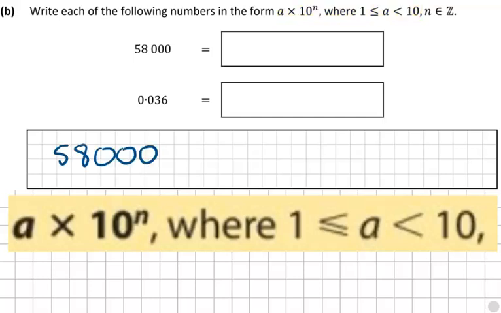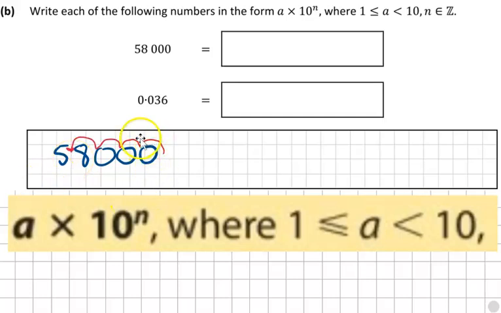So 58,000. We know that every whole number has a decimal at the end. If you imagine there's an invisible decimal point after the last zero, we're going to move that decimal point to the left until it goes after the 5. Remember that the a, the number in front of the multiplication symbol in our answer, has to be greater than or equal to 1 but less than 10. So you're always going to move the decimal point so that it is just after the first significant figure.